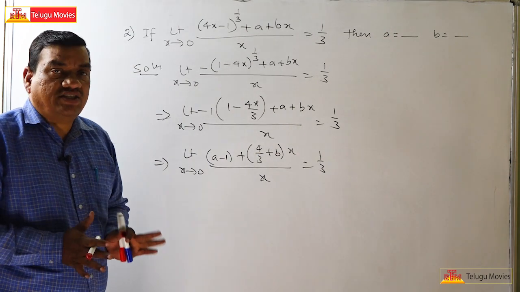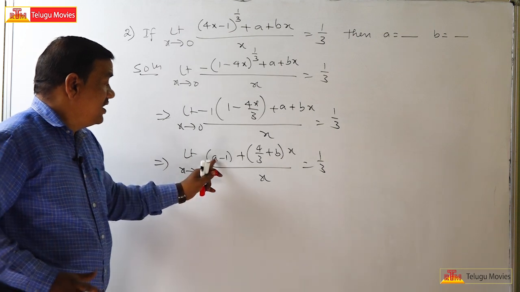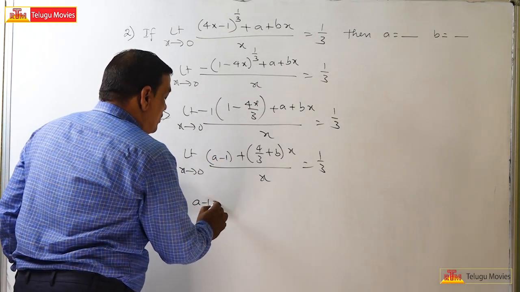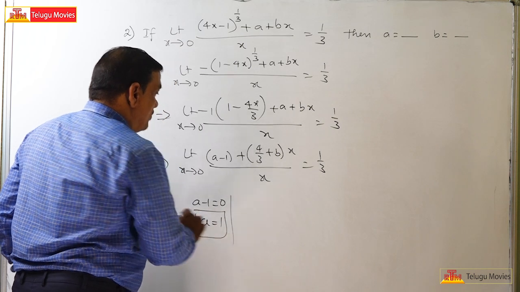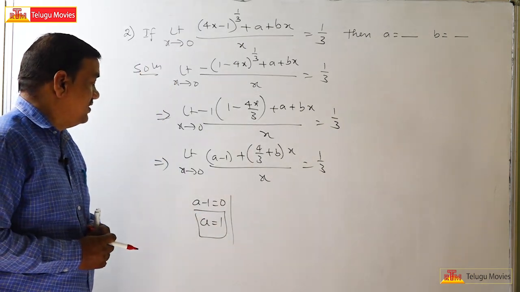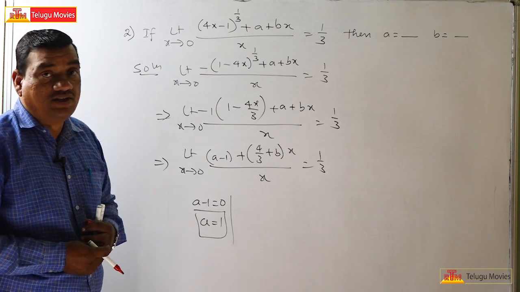So for the limit to exist, a minus 1 should be equal to 0, therefore a is equal to 1 we got. A minus 1 should be equal to 0, therefore a is equal to 1.